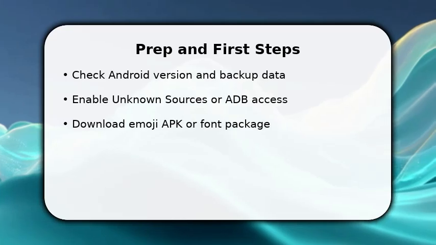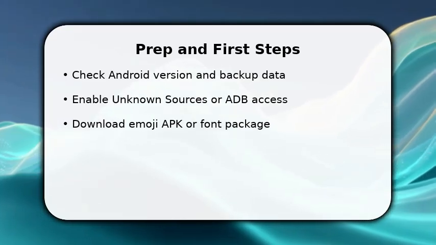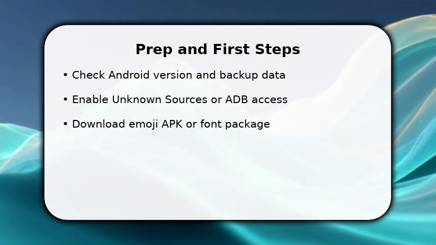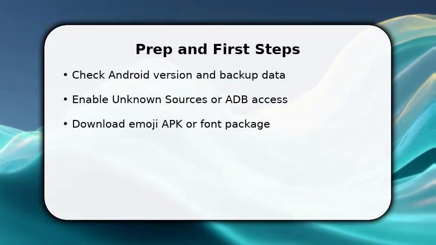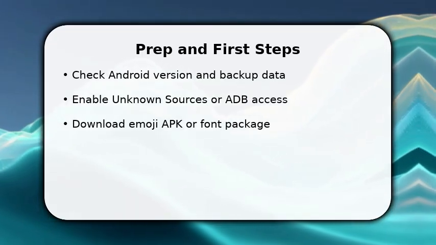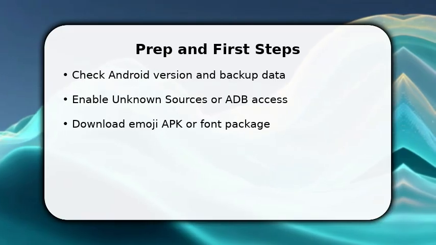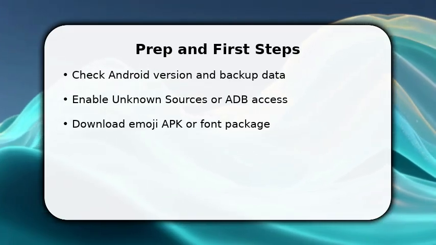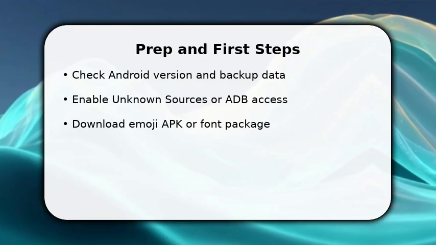Enjoy the video. You start by confirming your Android version and backing up important data. This prevents loss if something goes wrong. Once done, enable installation from unknown sources or prepare ADB on your PC. Make sure developer options are available.